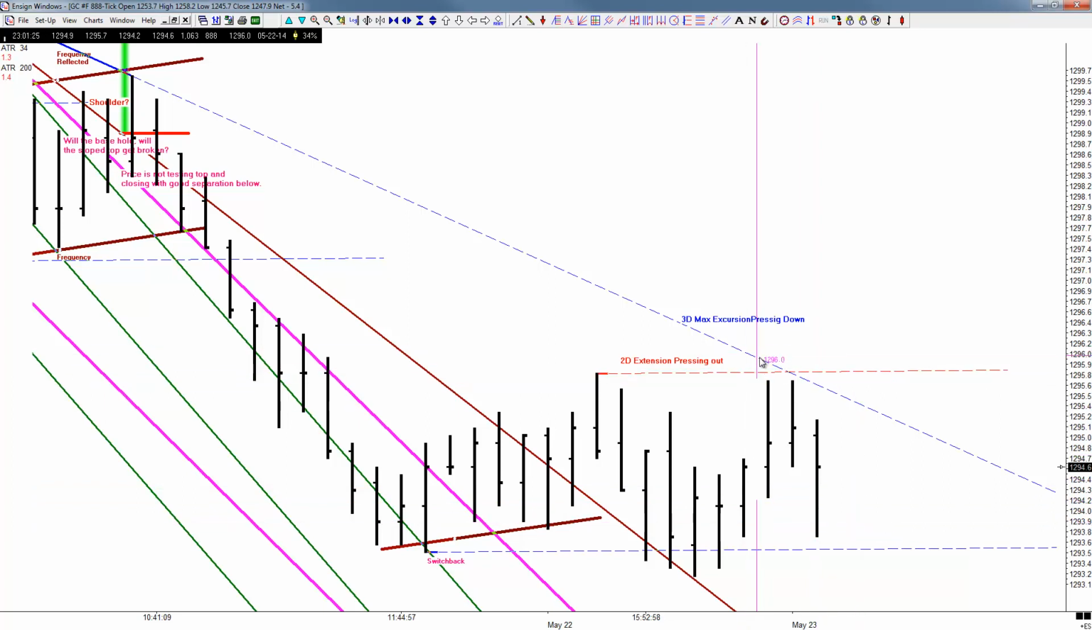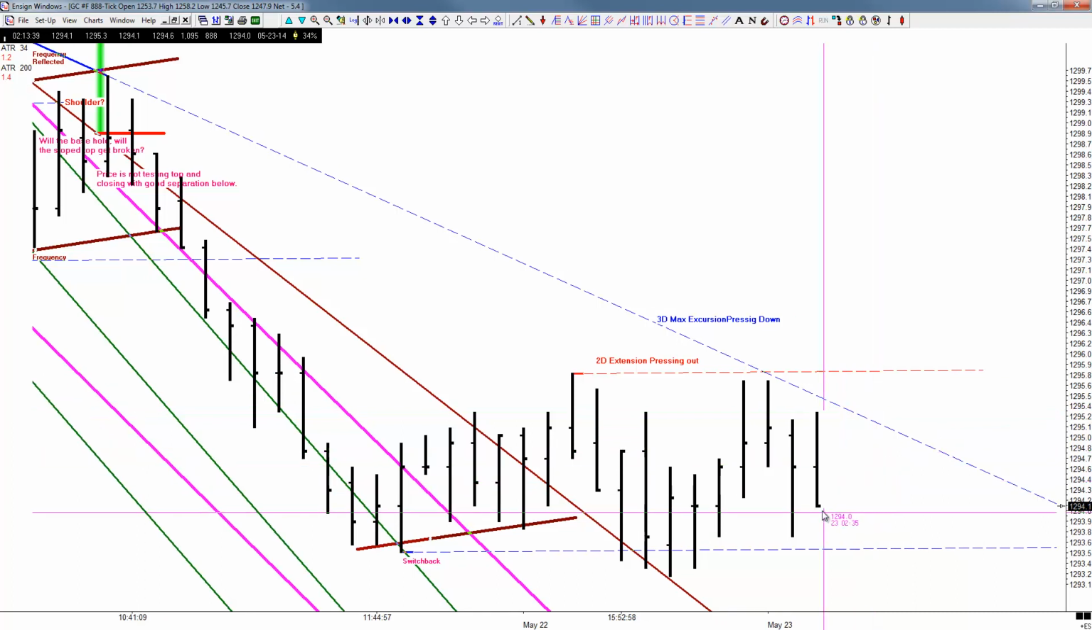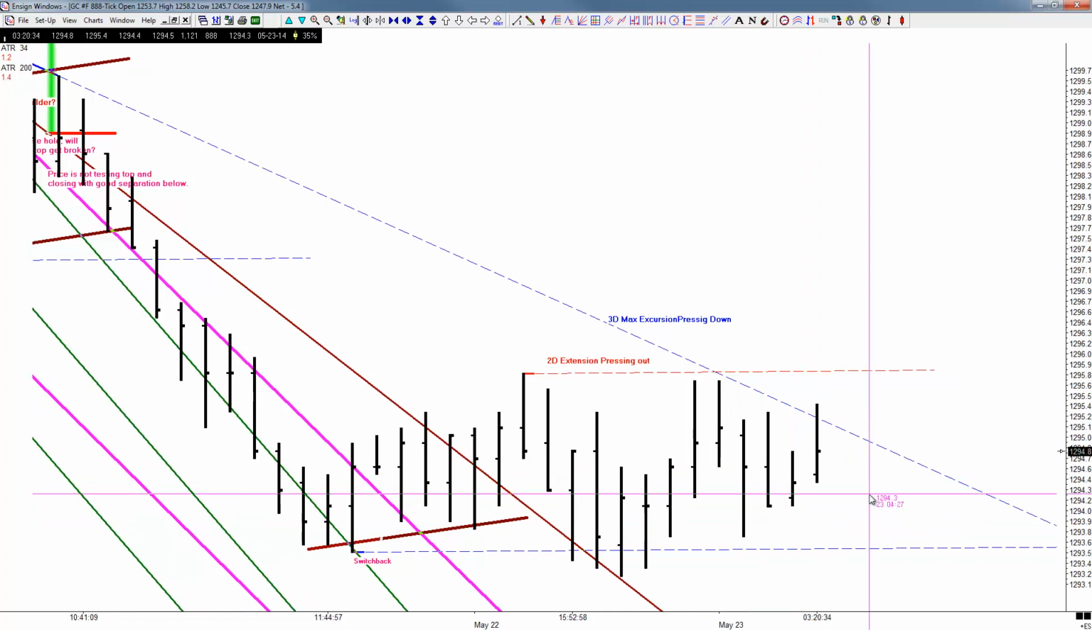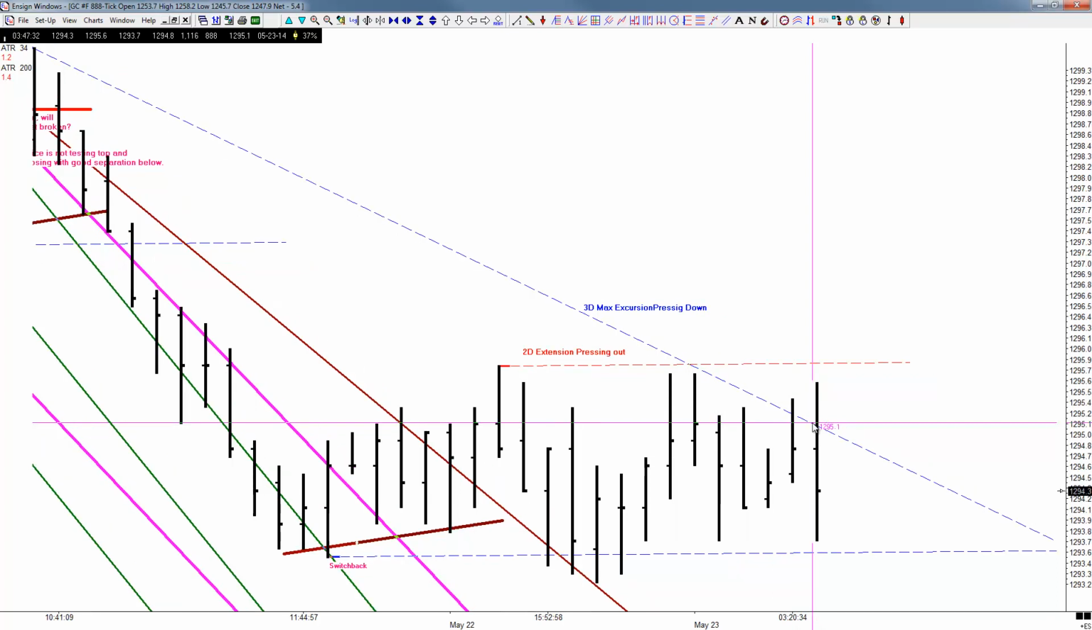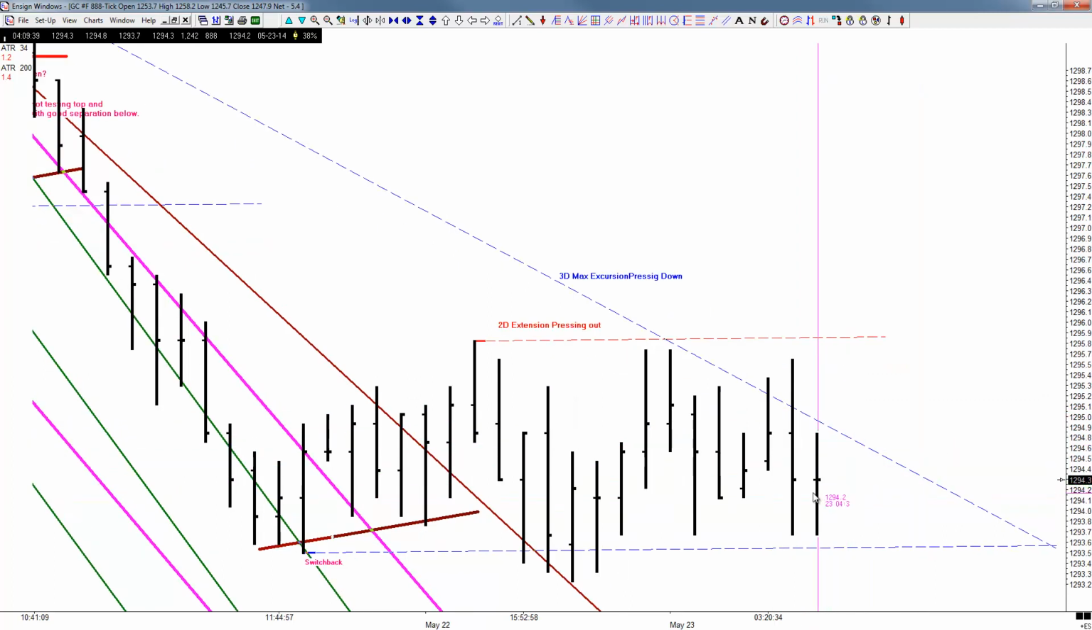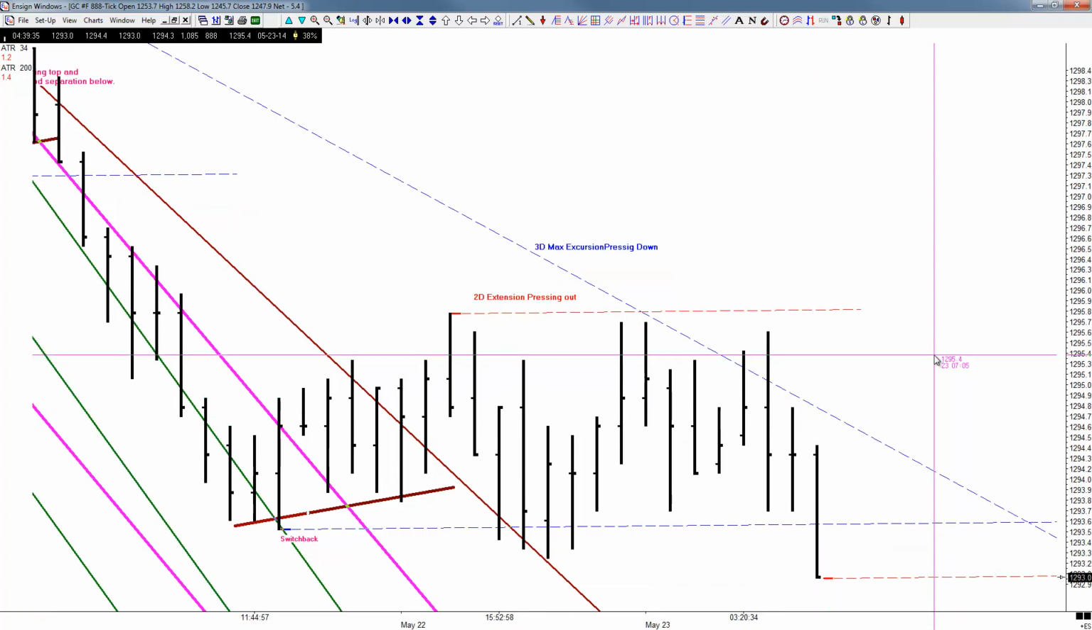As we get close to the wire, look at the closes. Inside bar. At the maximum excursion. Look how long this swirl has become. Is it ever going to go down? Jeannie, you're itching, aren't you? Wide range bar. It's trying to get past 3D maximum excursion. Look at the close. Same close, same open, same close. Where have we seen that signature? And kaboom. See it? Now, do we want to move our stop?